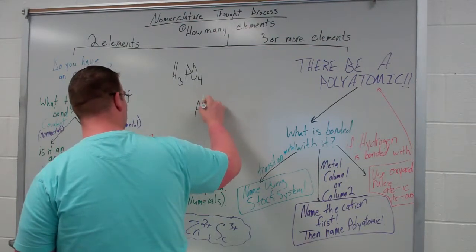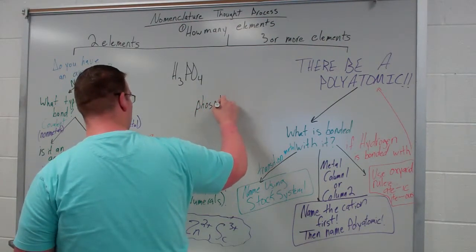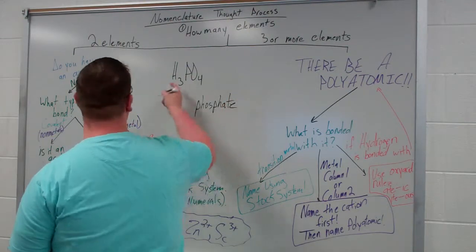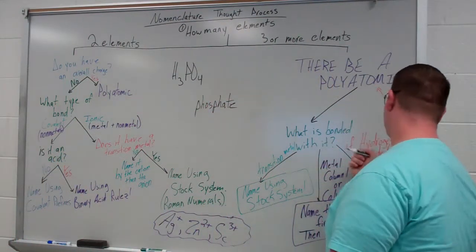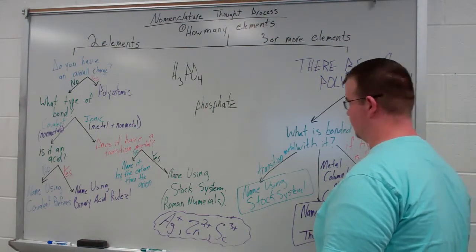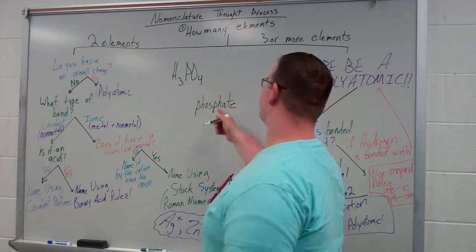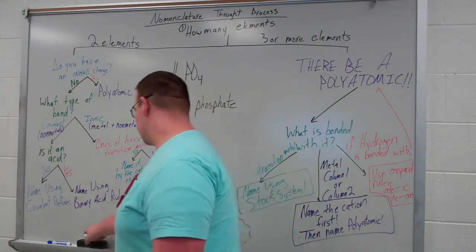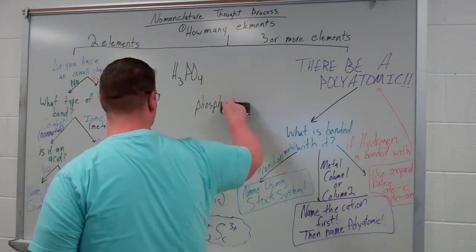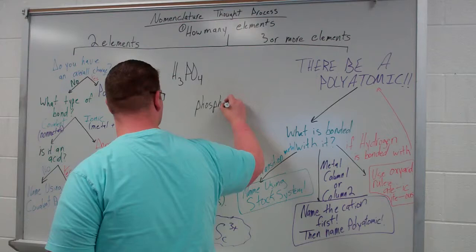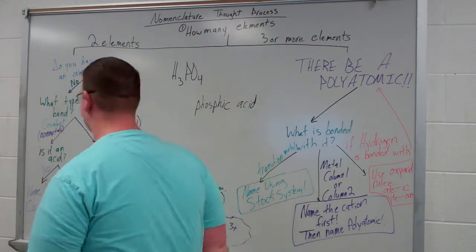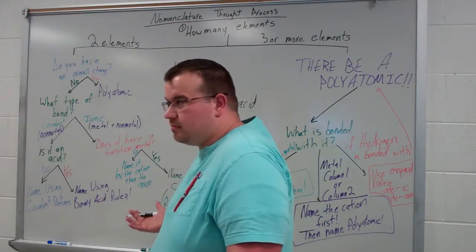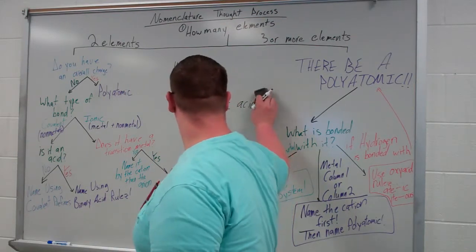So you don't even worry about hydrogen. Right. The key with the hydrogen is it tells me it's an acid. Hydrogen is bonded with it. So phosphate, ate to ic. We'll take the ate off. Ic, acid. Simple? Yep.